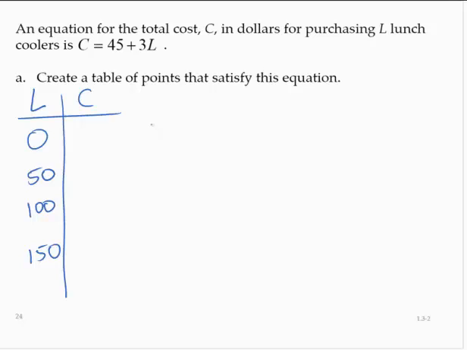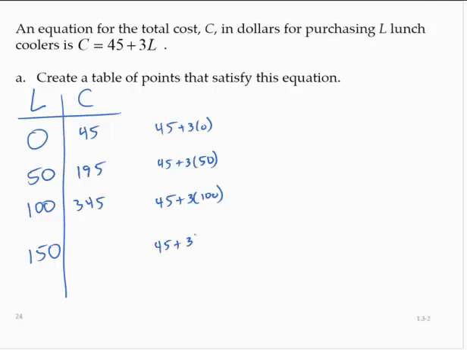So if L is 0, we would have 45 plus 3 times 0. That's 45 plus 0, that's 45. And then for 50, we'd have 45 plus 3 times 50, 150, 195. Similarly, 45 plus 3 times 100, that would be 345. And then 45 plus 3 times 150, that would be 45 plus 450, that would be 495.